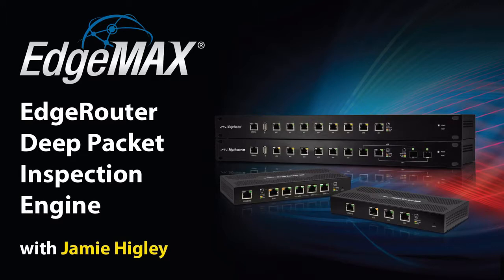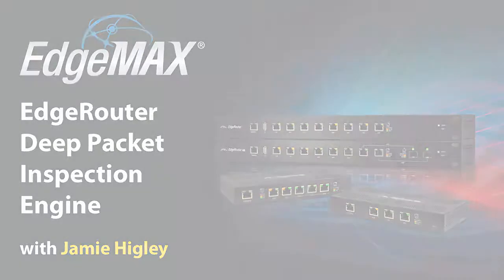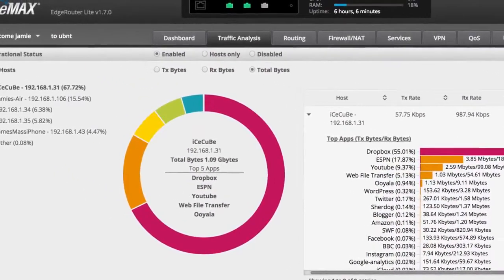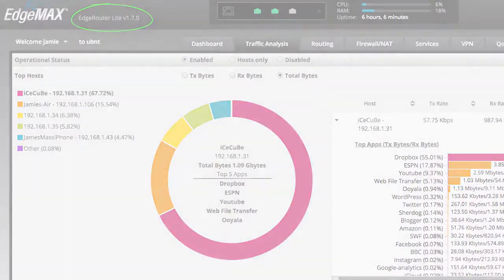I'm Jamie, and in this video, we'll explore the Deep Packet Inspection Engine, a powerful feature freely available on EdgeRouter products running version 1.7 and later.